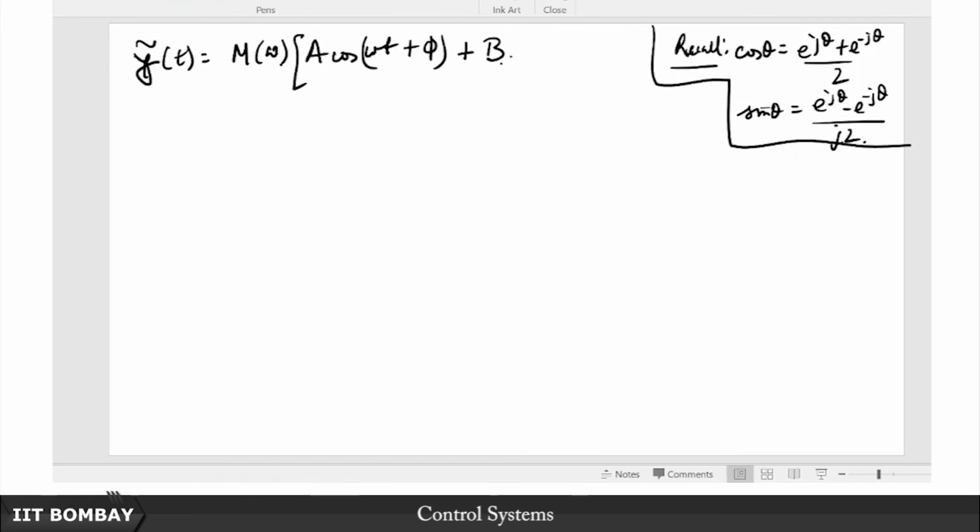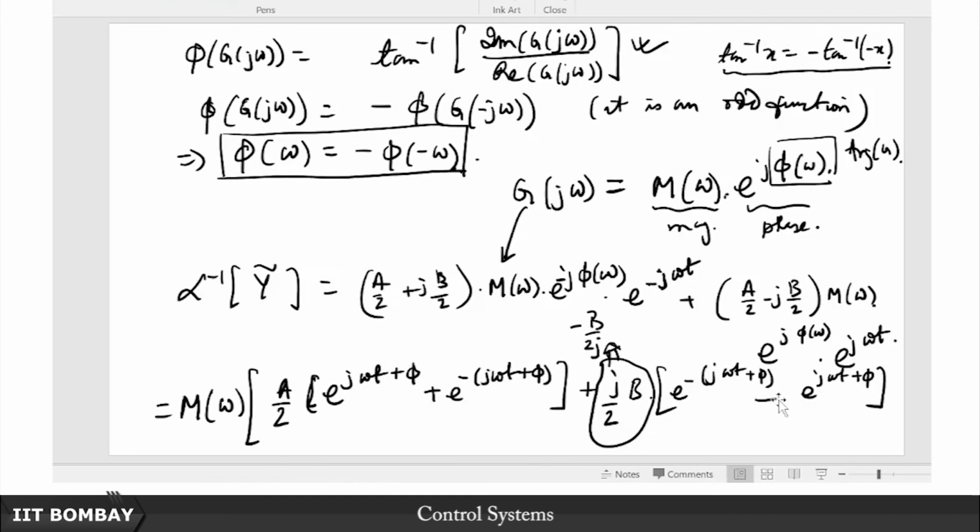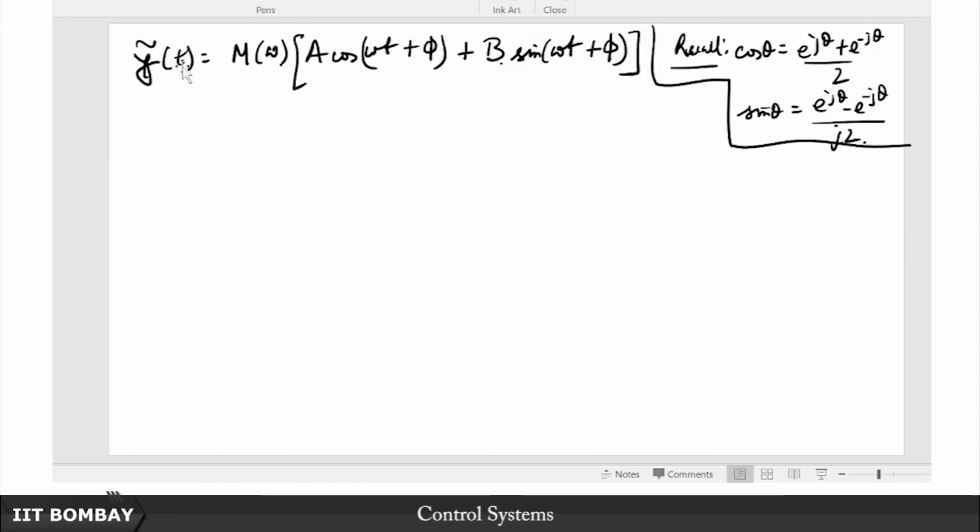plus b sine omega t plus phi, or so I believe it should be, unless I am much mistaken. Yeah, I suppose that is what it is. If I take the minus sign out common, it is sine omega t plus phi, yeah, absolutely. Okay.